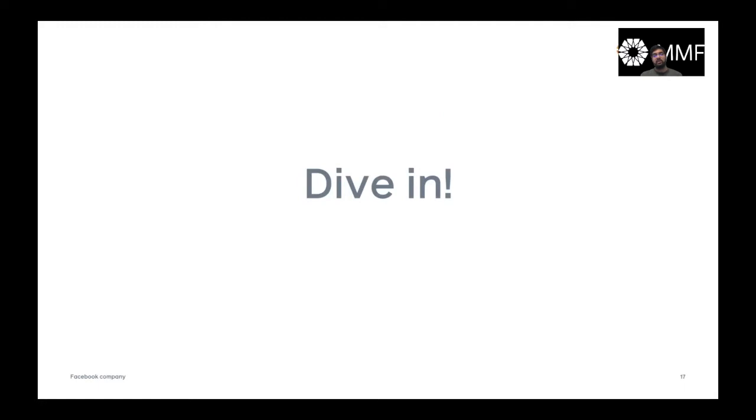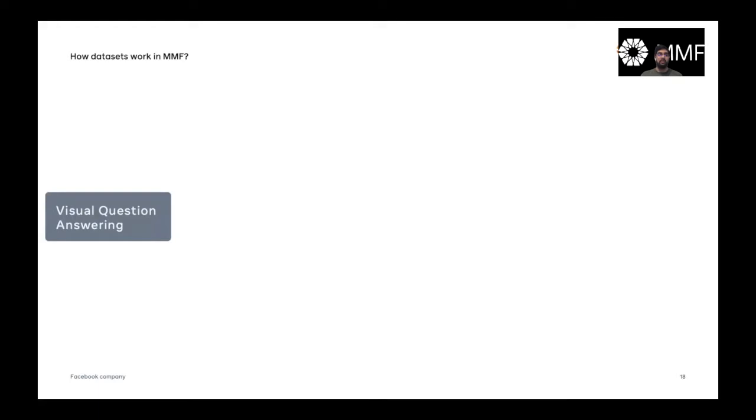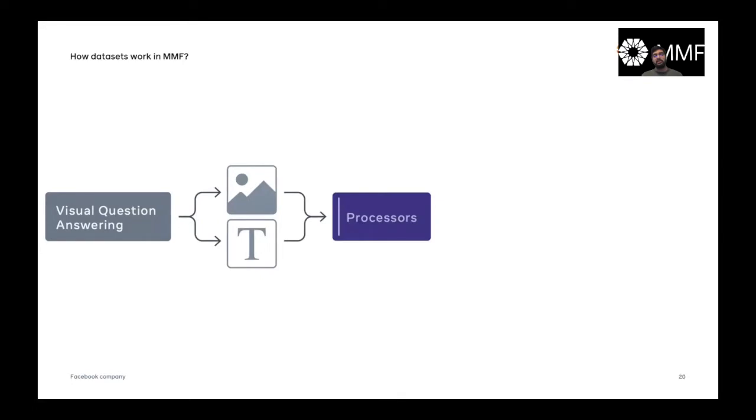So let's dive in a little bit into our Colab tutorial, to understand how we are going to implement this dataset. So how does the dataset work inside MMF? Let's take an example of the visual question answering task. You have an image and text. You pass them through a processor. A processor is a concept inside MMF which takes in something and outputs a variation of the input. Processors can be used for various kinds of things. It's basically a reusable block inside MMF that many datasets can use.